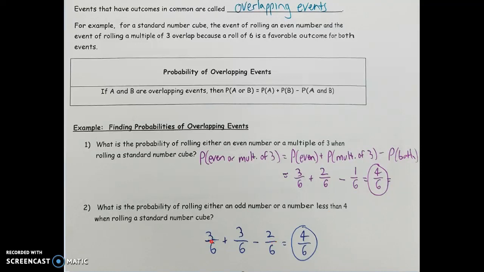So first event, odd numbers are 3 out of 6. Numbers less than 4 are also 3 out of 6. But since 1 and 3 are both overlapping, I have to take those away, and that should result in another 4 out of 6 probability of getting that. So just got to decide if they're overlapping or mutually exclusive. That'll decide if you have some overlap to subtract.